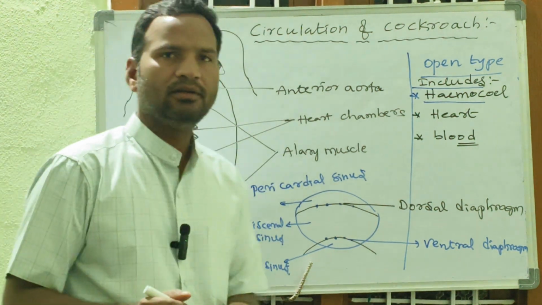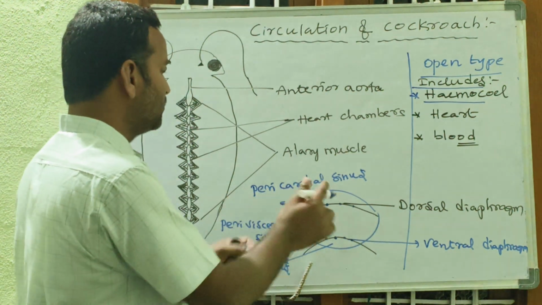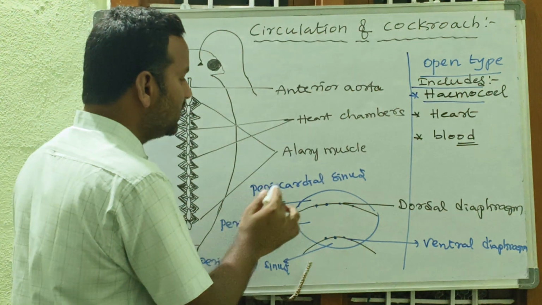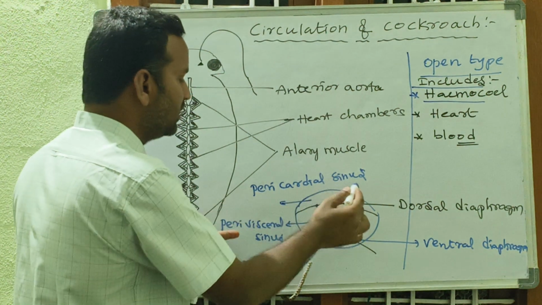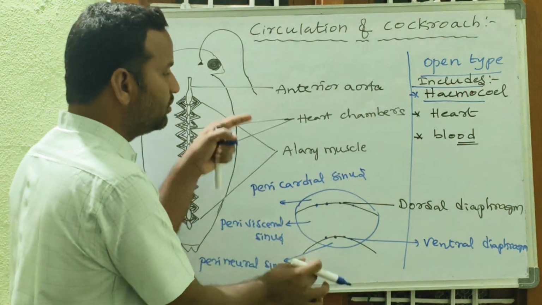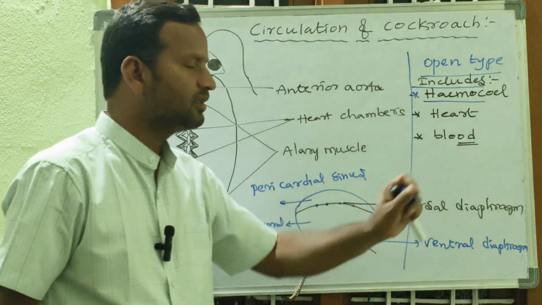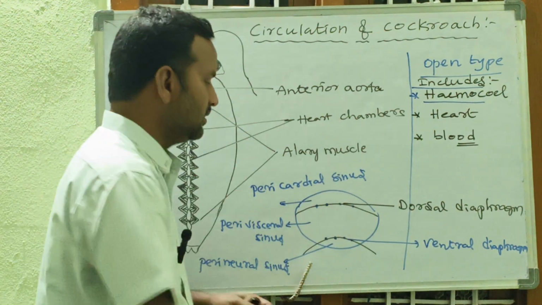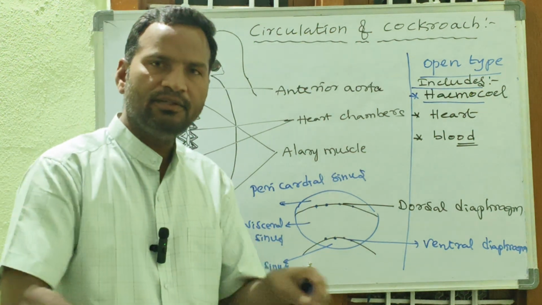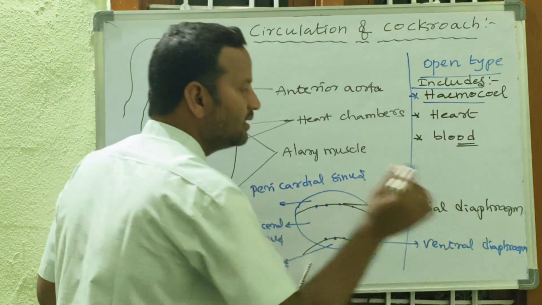One more question about it. Sometimes such questions are given in competitive examinations also. The pericardial sinus and the perivisceral sinus are divided by which membrane? The dorsal diaphragm. At the same time, the perivisceral sinus and the perineural sinus are separated by a membrane called the ventral diaphragm.